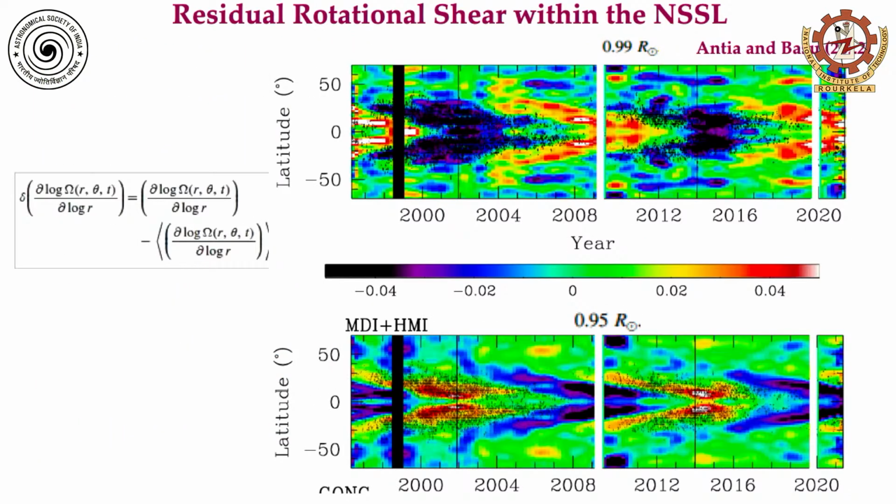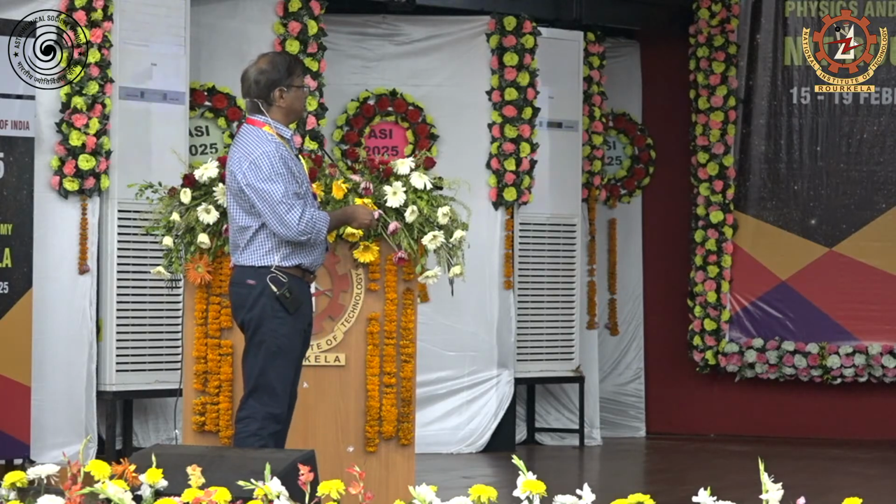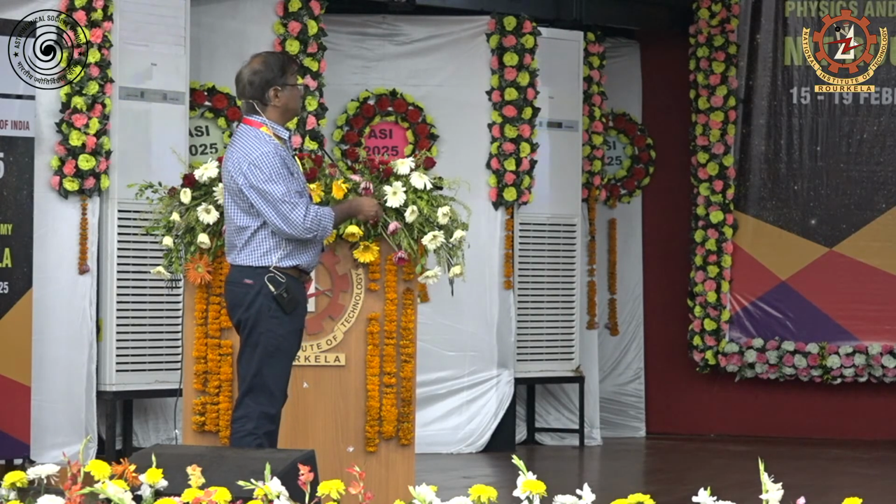So what Anthea and Basu found 2.5 years ago was that when they take the radial gradient of rotation in the near surface shear layer, very close to the surface, this is actually again residuals in the gradient of rotation. Wherever sunspots appear near the surface at 0.99, it is blue, that means the negative gradient. The rotation gradient itself is negative, and if the residual is negative, that means it is a larger gradient here near the surface.